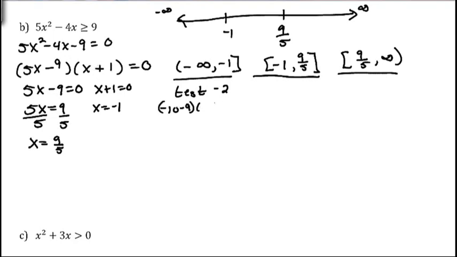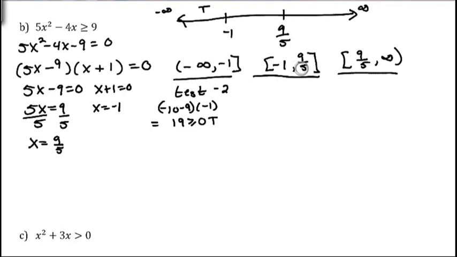And then negative 2 plus 1 is negative 1. So here I get negative 19 times negative 1, which is positive 19. Is this greater than or equal to 0? The answer is it is, so we put a big capital T there.